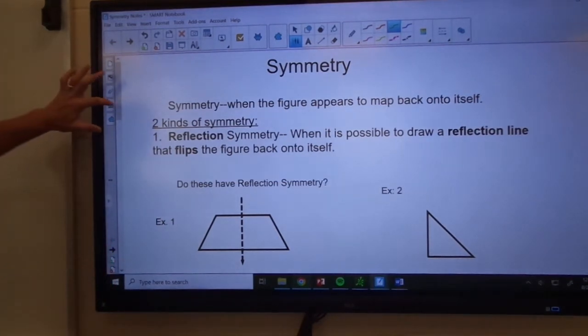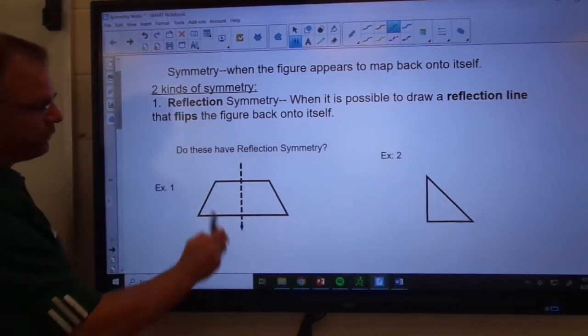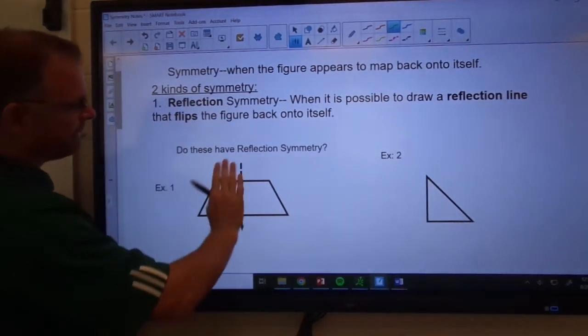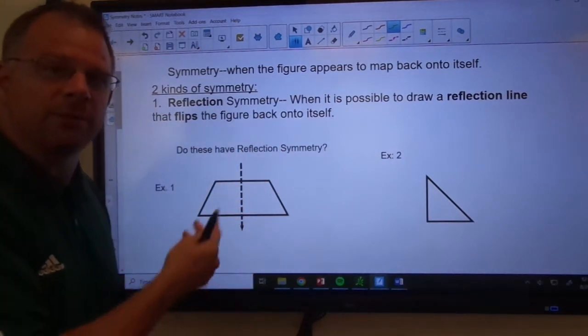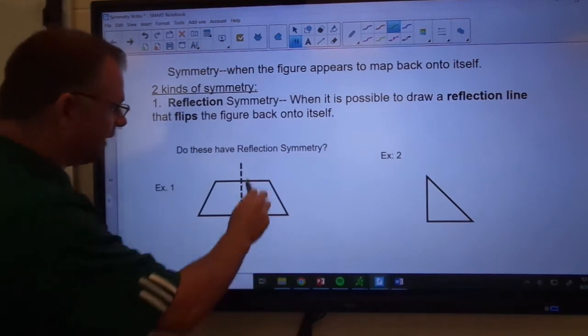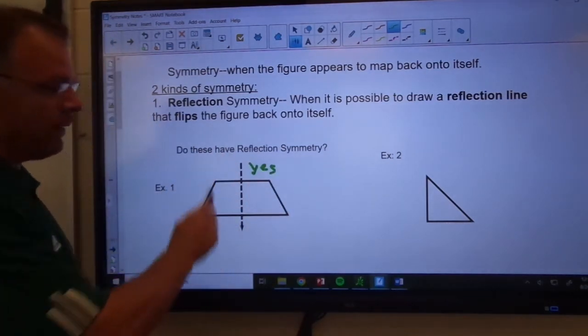Meaning, if we have something like this, I drew a reflection line here because you can visualize that we could flip this shape and it would look the same after it's flipped as it did before it's flipped. So this does have reflection symmetry because here is a line that will work.